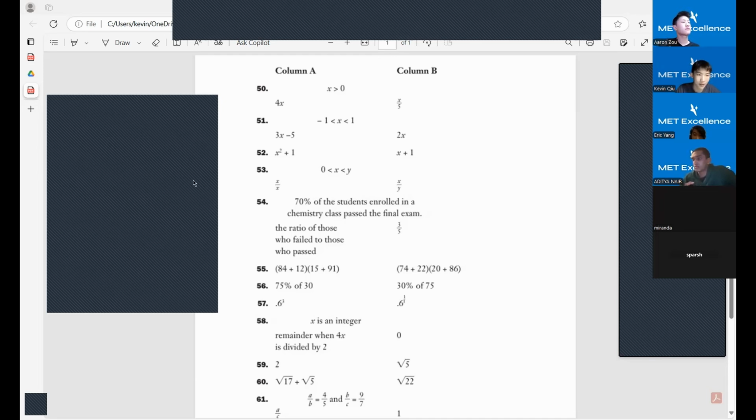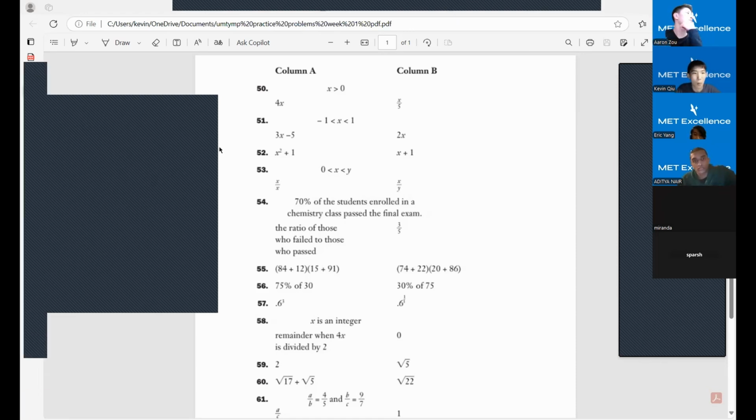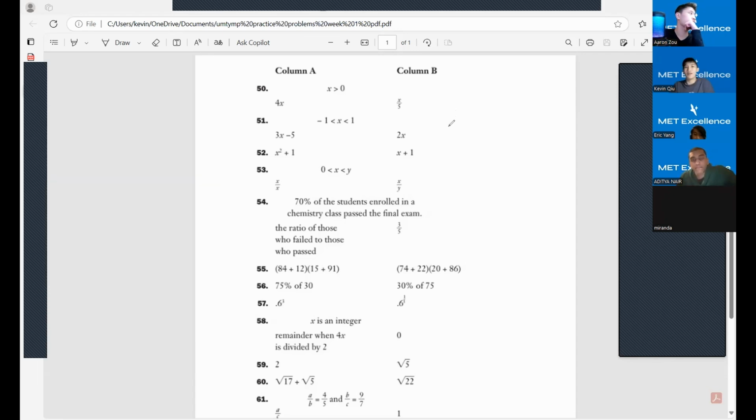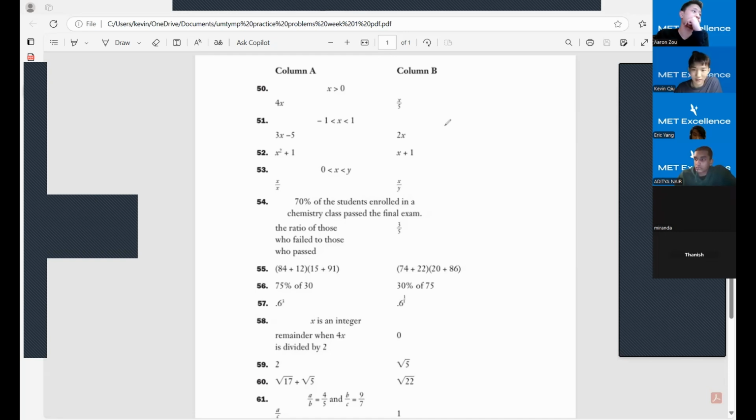I see a few different answers in chat. Some people are a little bit confused. That's okay. This question is one of the trickier ones. But for now, let's assume that the first one is bigger. Let's assume the first one is bigger and see if everything makes sense after we make that assumption. So we're going to start with 3x minus 5 is greater than 2x.